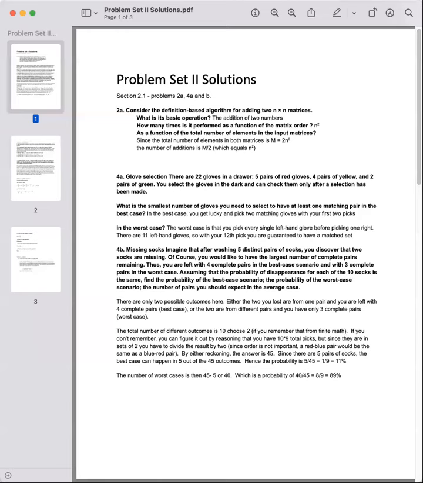Okay, so the missing sock one, again, you've got 5 distinct pairs of socks. You discover that 2 socks are missing, okay? There are only 2 possible outcomes here. There's not really an average case unless you do it mathematically, okay? Either the 2 that are lost are both from the same pair, which you have 4 pairs left, that's the best case, or they're not from the same pair, which you only have 3 left. So 3 or 4 are the 2 options, okay?